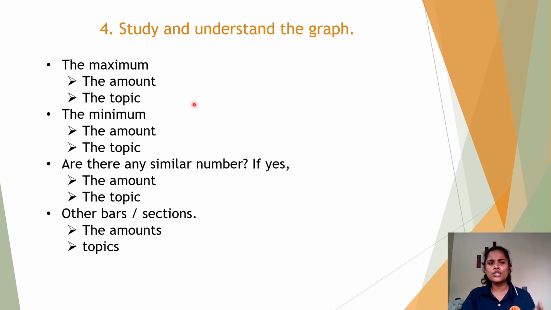Likewise, we should know the simple details: what the maximum is, what the minimum is. If you remember, the minimum was 8%, which was others. And if there are any similar numbers in the pie chart or bar graph, in a pie chart there can be similar slice sizes or similar percentages, and in the bar graph, if there are bars with the same height, which means from the y axis they have the same amount, then they have similar amounts. We should know such trends. If there are any similar amounts, maximum or minimum, we should know about them, and also about the other bars and sections, from their amounts and topics as well.